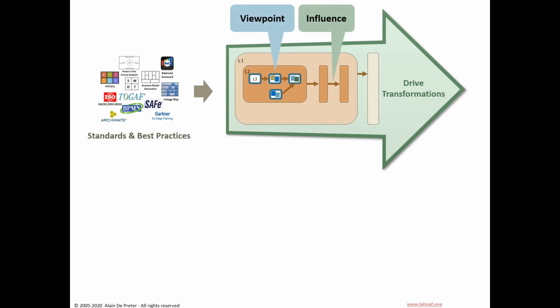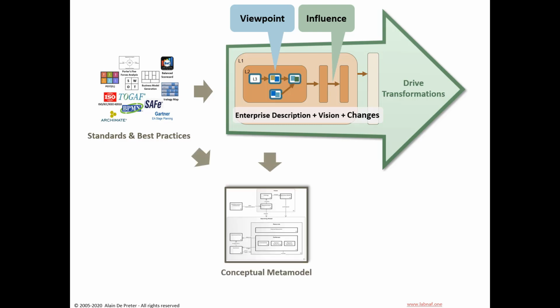And that included some initial sequence of viewpoints, draft viewpoints. These are the viewpoints needed for describing the enterprise, the vision for transforming the enterprise, and the changes to this enterprise, the architecture solutions. Then I built a first version of a conceptual metamodel to represent all of these. And how did you make sure this metamodel makes sense?